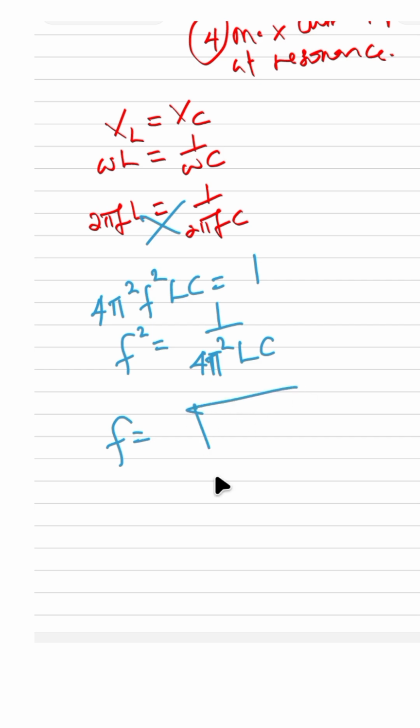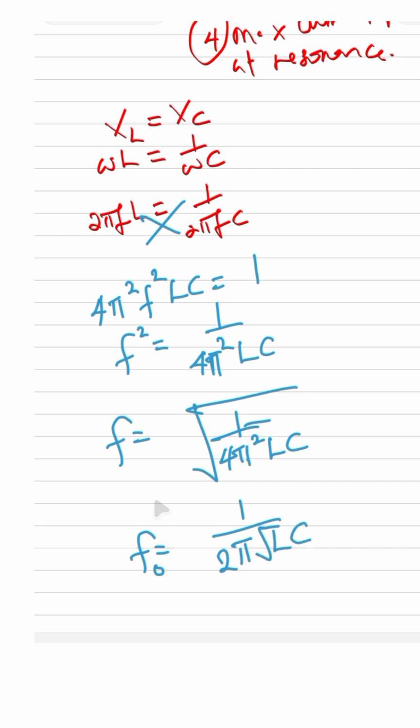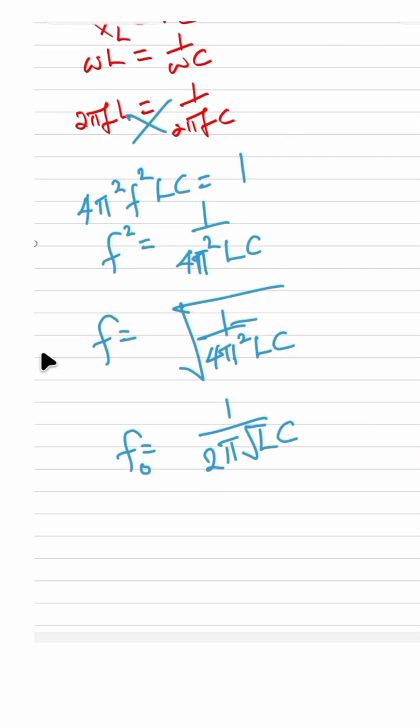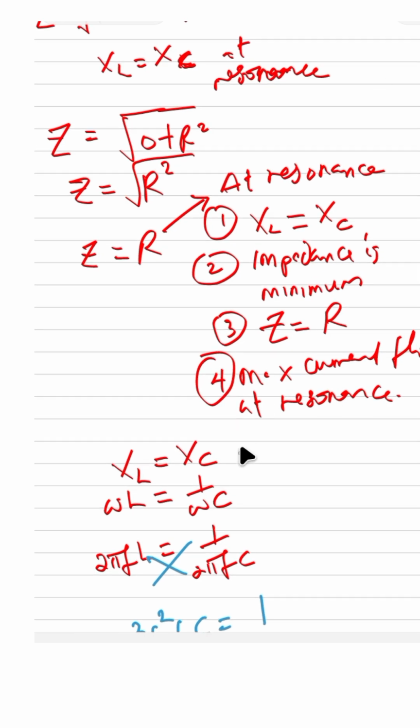Then from here, I can take square roots. F will just be the square root of 1 over 4 pi squared LC. You can simplify it: square root of 1 is 1, square root of 4 is 2, square root of pi squared is pi, and let the root be only on LC. So this frequency at this point is called the resonance frequency. You need to note this formula: resonance frequency is 1 over 2 pi root LC. That's the 5th thing to note at this point. The resonance frequency F naught is equal to 1 over 2 pi root LC.